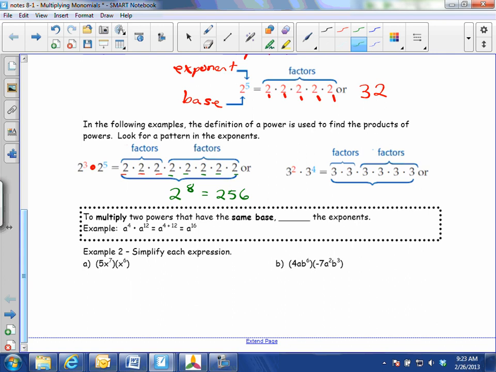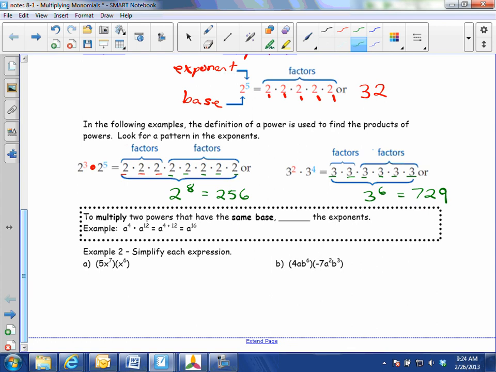Okay, so in this case, again, they took 3 squared, which is 3 times itself twice, and 3 to the 4th, which is 4 times, so we could rewrite this as 3 to the 6th. So it's 729. Take my word for it.